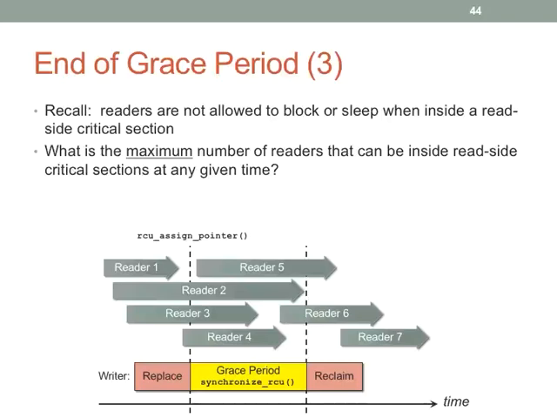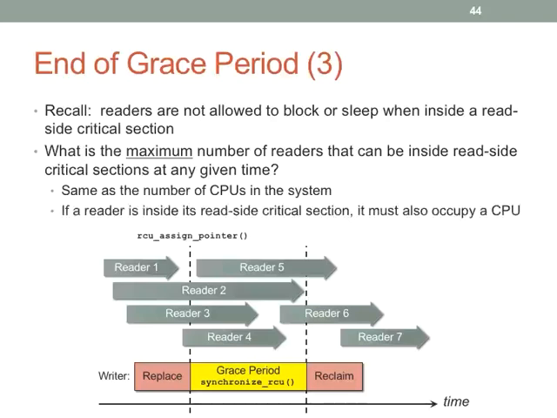Just one. Is that how many CPUs are on the system? What if I have 4 CPUs? How many readers can be active? Yeah, 4. So basically, the maximum number of readers is the number of CPUs on my system, right? Otherwise, if there was one more than that, then I would have had to context switch away from it and it would be blocked. So that's not allowed. That's the constraint. We're not allowed to switch away from a reader until it finishes its read side critical section.